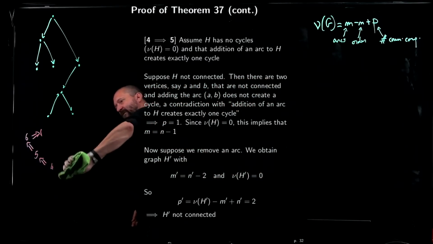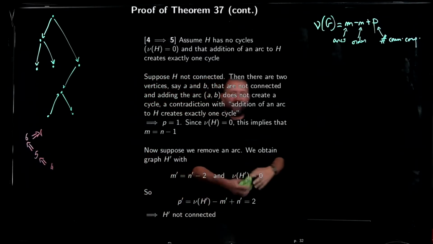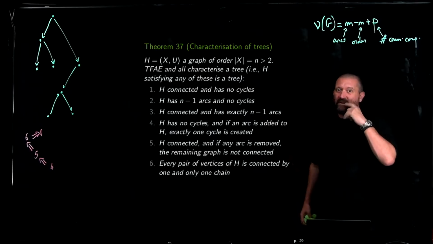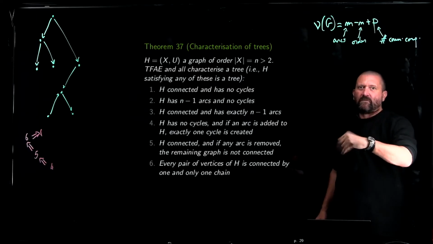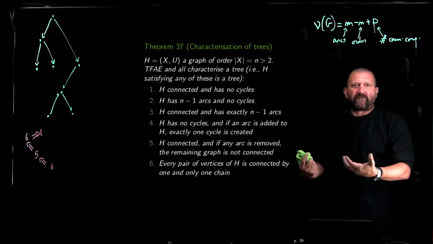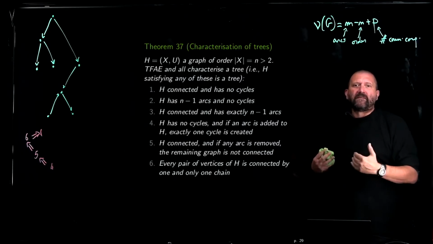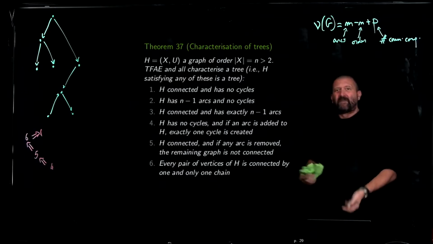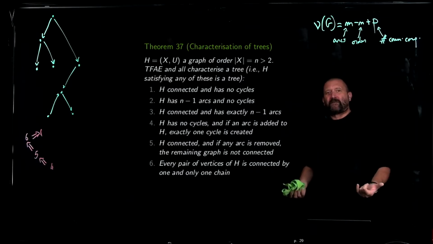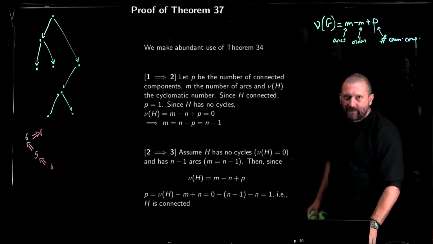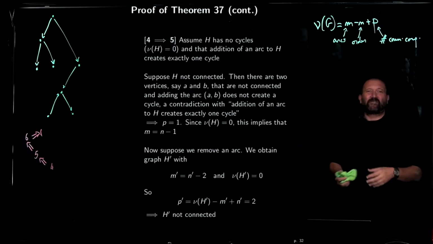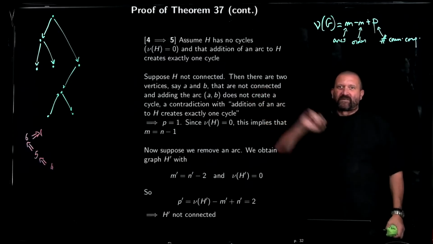Now I need to show that 4 implies 5. So again, I'll go back to the theorem itself. 4 implies 5. I have no cycles, and I add an arc, I create a cycle. And this means that H is connected, and if I remove an arc, then the remaining graph is not connected. So that's where we are. It's probably the hardest. Suppose I have no cycles.